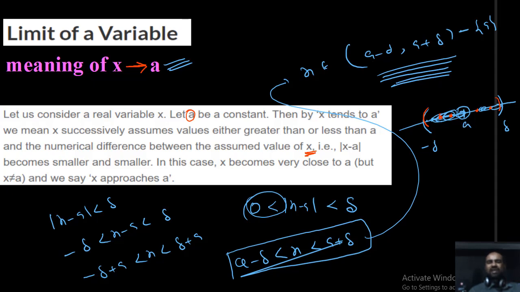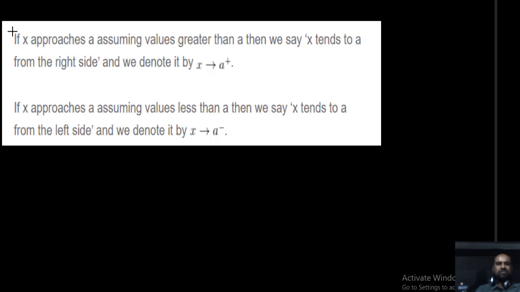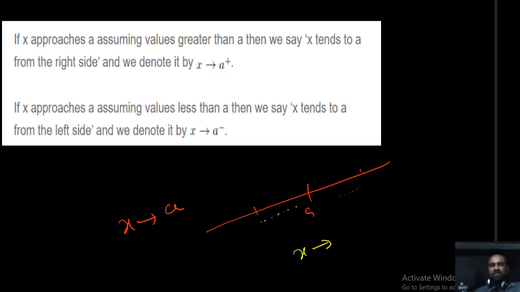Or in other words, you can say that x is defined in the deleted neighborhood of a. Okay students? Here x approaches a means x may approach a from lower values of a, or x may approach a from higher values of a. If x approaches a from lower values of a, you can write symbolically x tending to a minus.